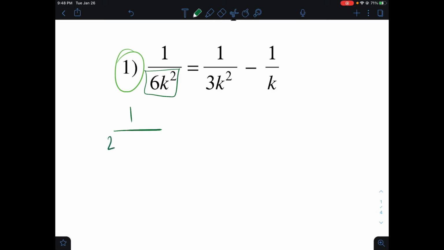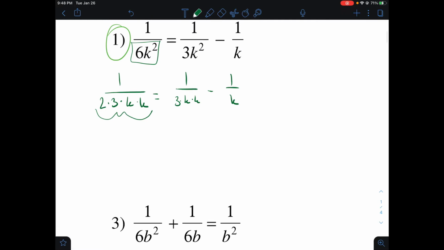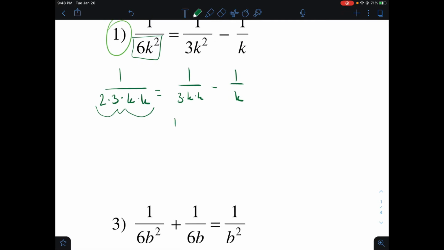6 is the same as 2 times 3, right? Then we got k times k. Then we've got 1 all over 3 times k minus 1 over k. So basically we have to get a common denominator here. If I look, this guy has everything. There's nothing that the other guys have that he doesn't have. He's got a 2, 3, and a k and a k. This second guy, though, he's missing a 2. So we're going to multiply him by 2. So we've got 1 over 3k squared, and we're going to multiply him by 2 over 2.